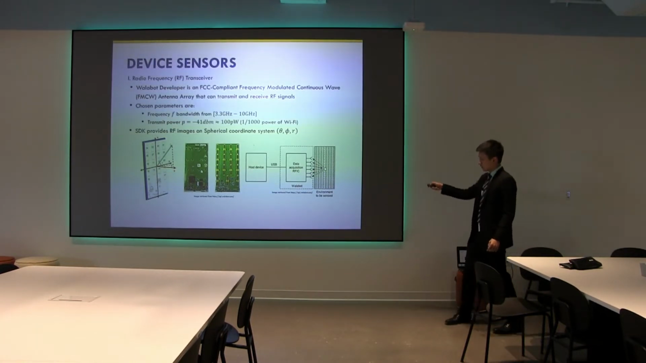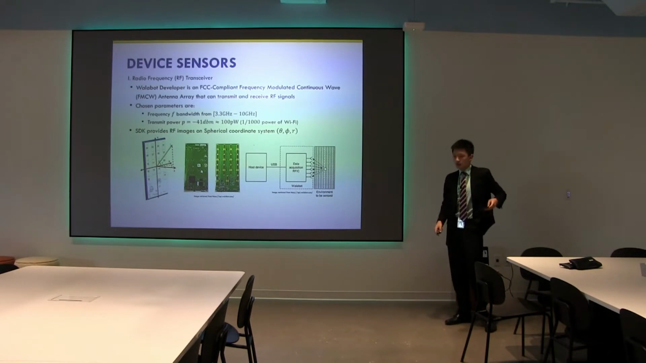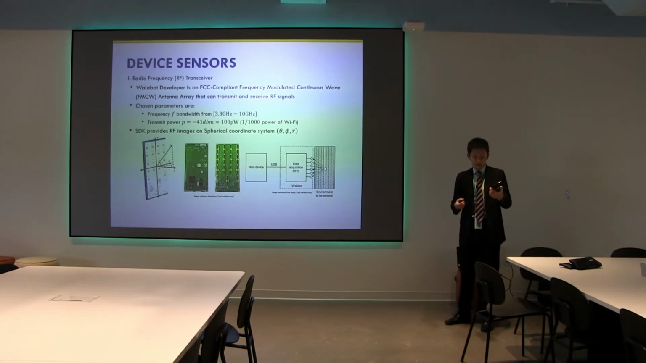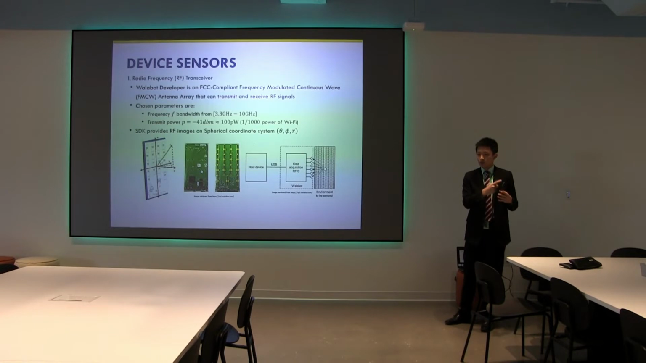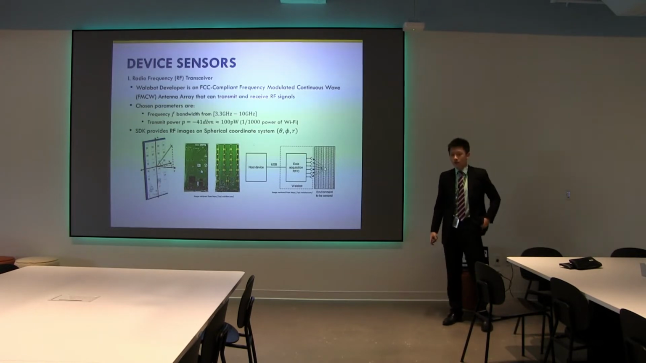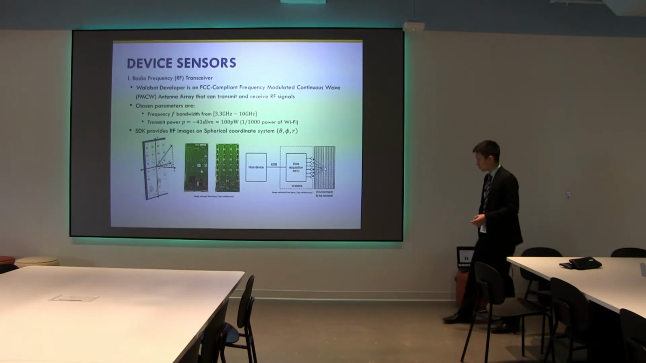And just for reference, this radio frequency device is as big as my cell phone. It's about 6, 6.5 inches on the diagonal, so not very large at all. And of course, if we had some more demanding tasks, we could also increase the size of the array.